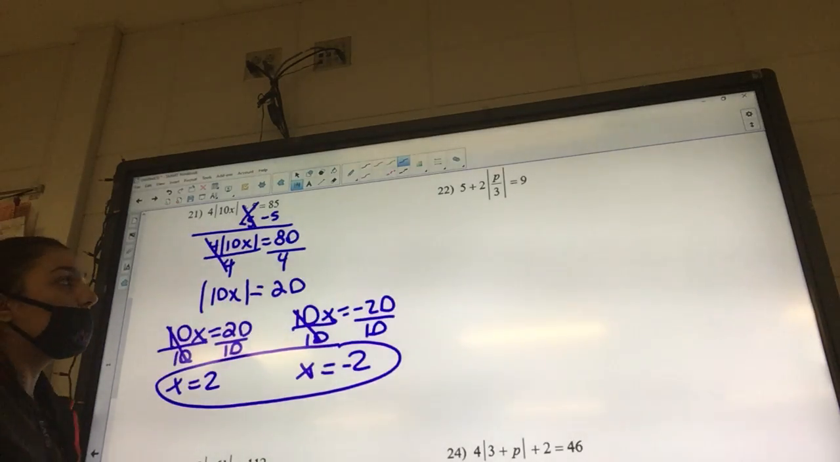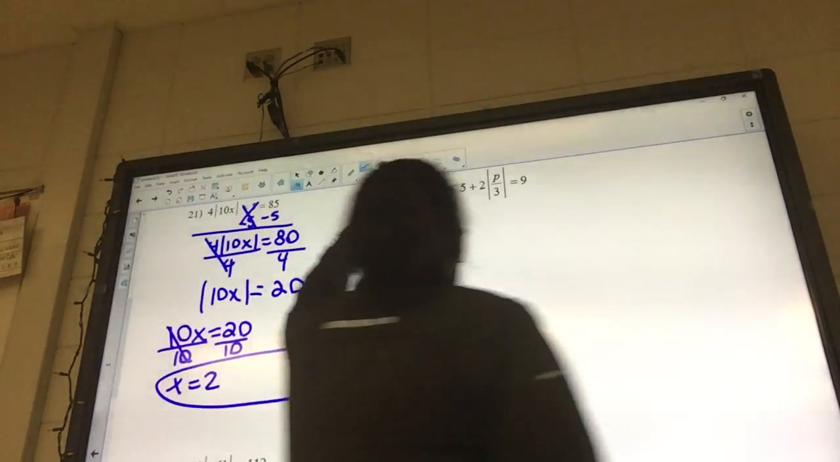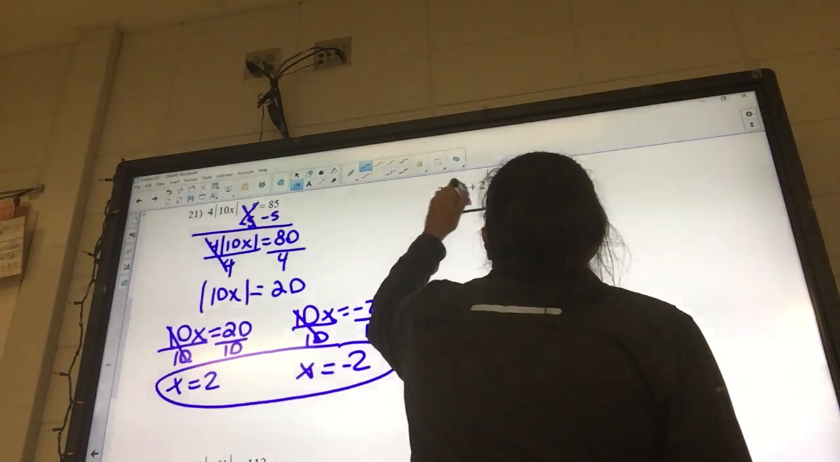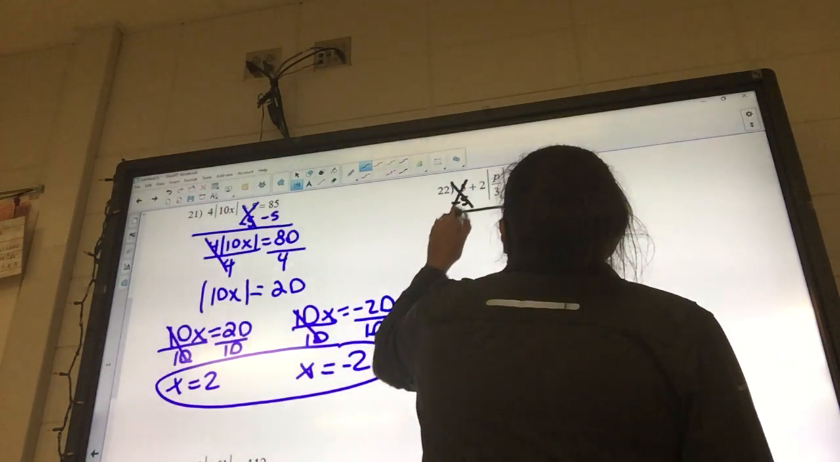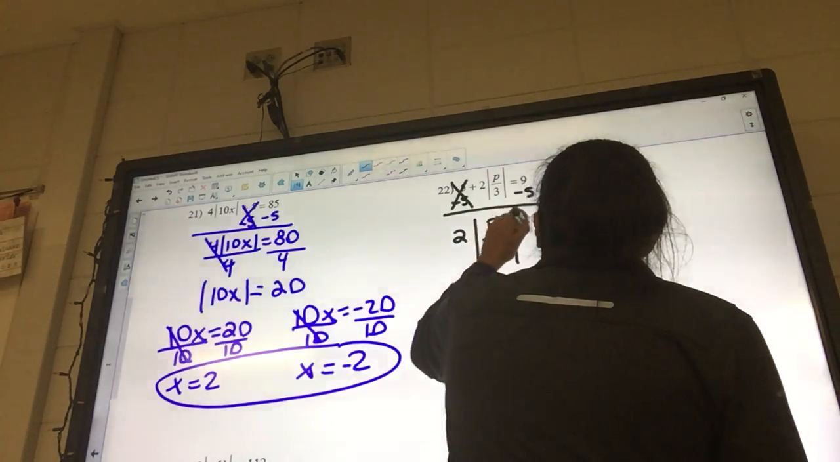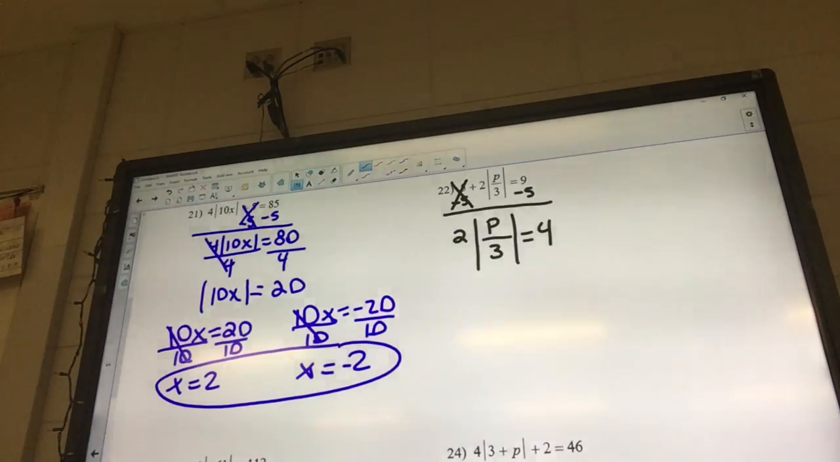Okay, the steps are still going to be the same for 22. I add or subtract first. What am I going to add or subtract? The 5 subtracted. So minus 5 from both sides. So I got 2, absolute value of p over 3 equals 4. Divide the whole thing by 2.